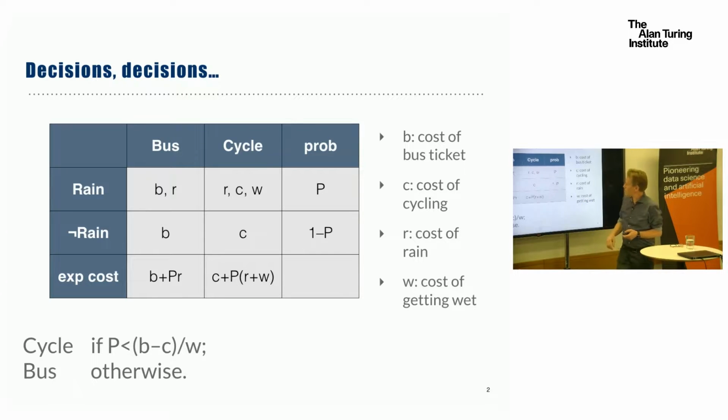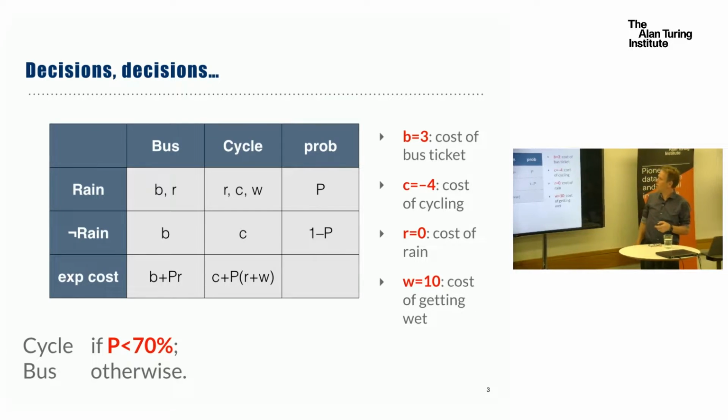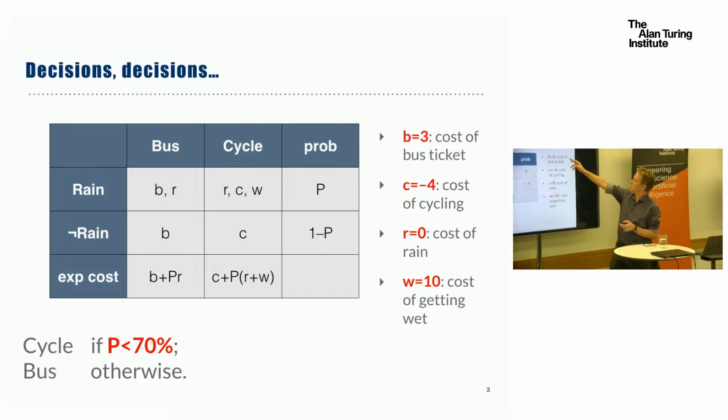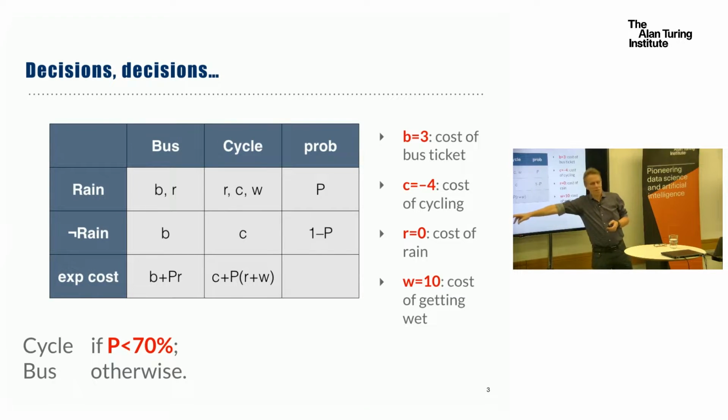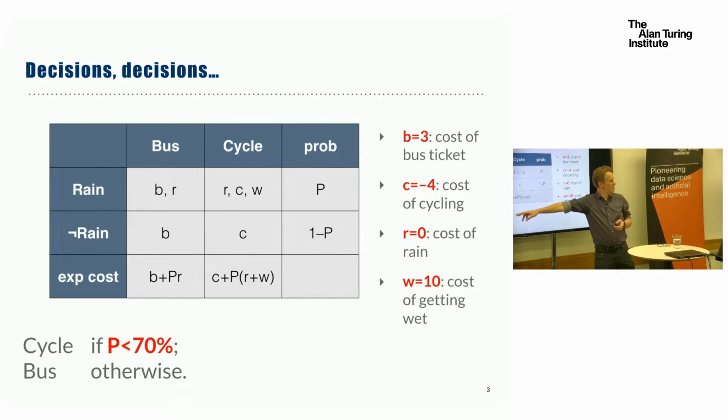So just to verify this, let's put a few numbers in here. So let's say the cost of a bus ticket is 3. The cost of cycling is -4, so I like to cycle. Cost of rain doesn't matter, so I could as well set it to 0. Cost of getting wet is 10. If I stick these numbers in, then the decision threshold is 70%. So if the forecast is rain with more than 70%, I'm going to take the bus. If it's less than 70%, I'm going to cycle.